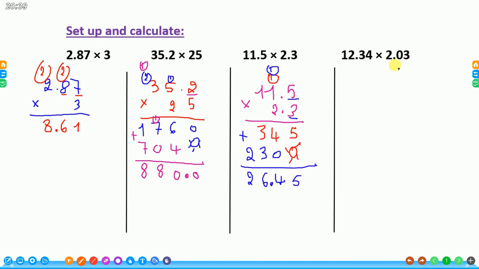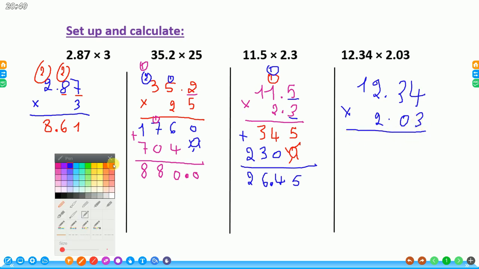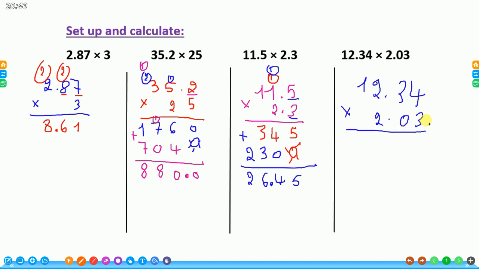The final operation, 12.34 times 2.03. I line up the digits from right to left. And I start. I multiply as if we are multiplying 1234 times 203.